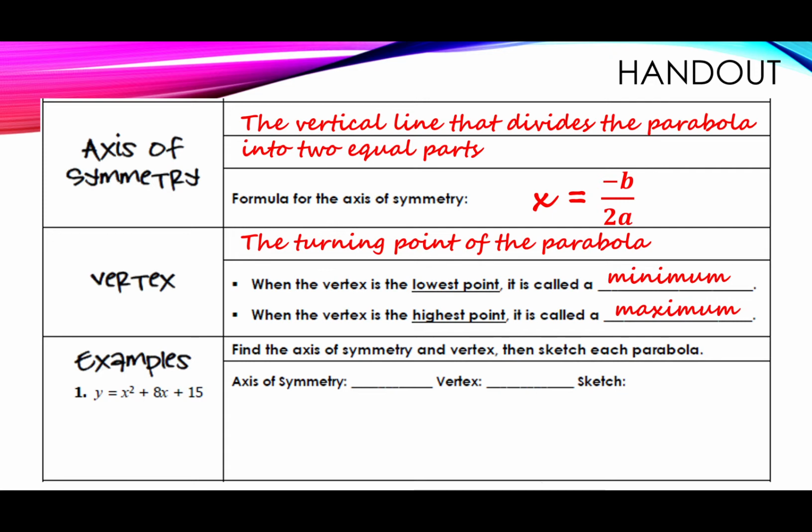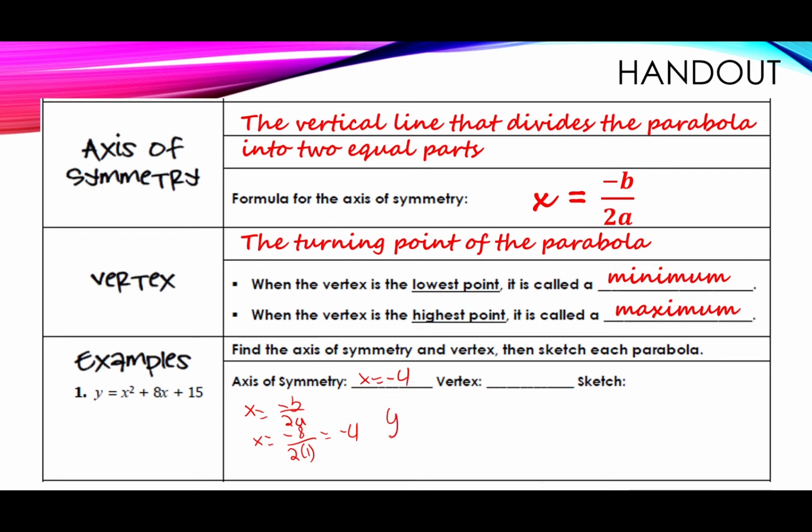All right, so let's do a couple of examples here. Number 1 has y equals x squared plus 8x plus 15, and they want me to find the axis of symmetry. Well, x equals negative b over 2a, and I'm just plugging into these variables. So x equals negative 8 over 2 times 1, and hopefully you said that's negative 4. So x equals negative 4. Because the vertex lies on the axis of symmetry, I know that x is going to be negative 4. Now I need to find my y value.